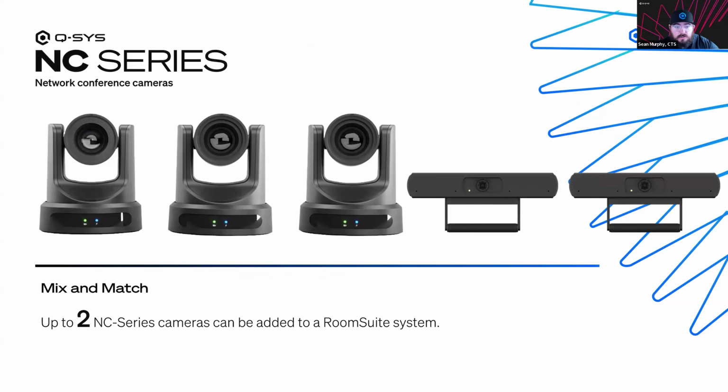And then, like I said, we can do up to 2 of our NC series cameras. These can be a mix of our NC 12 by 80, 20 by 60, and our NC 90 G2. You could do 2 PTZs if you want. You could do 2 NC 90s. You could do a mix. I would say most rooms of the RoomSuite modular flavor may only need 1 camera, but you have the ability to add a second one for additional reinforcement if needed.